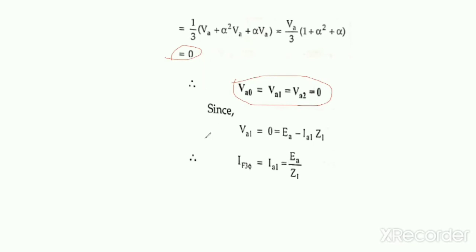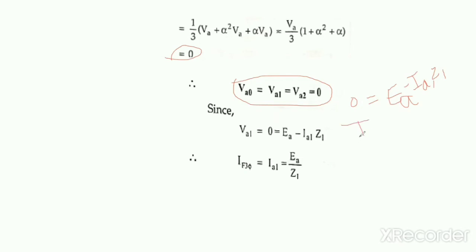Okay, therefore, we know the formula for VA1. VA1 is equal to EA minus IA1 into Z1. VA1 is equal to 0. Okay, instead of VA1, we are replacing with 0. Therefore, we are calculating IA1. Okay, then from this equation, 0 is equal to EA minus IA1 into Z1.